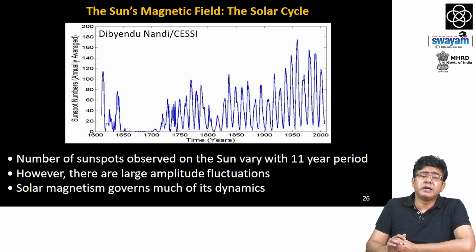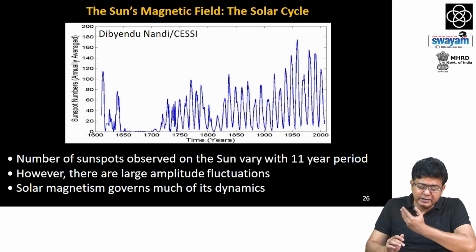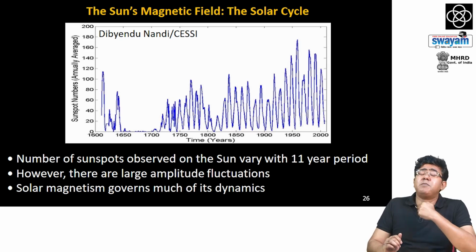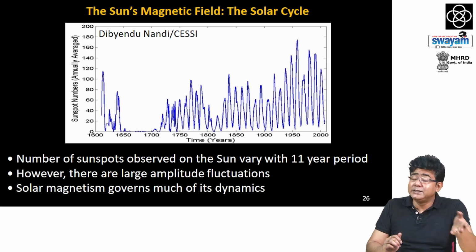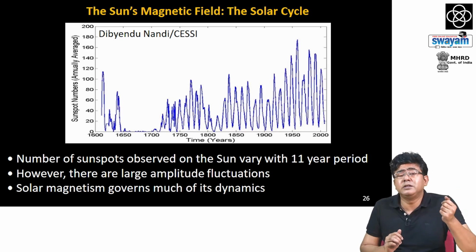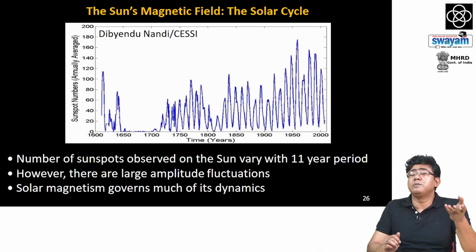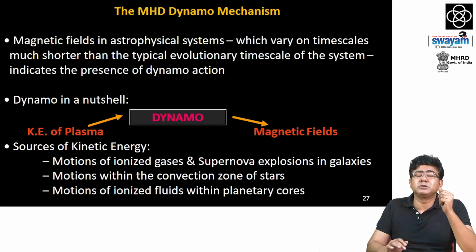We know that the sunspot cycle has an average period of 11 years, but its amplitude fluctuates by quite a bit. We know that the magnetism of the sun governs much of the dynamics of the sun, which we discussed earlier, like solar flares, solar storms, solar wind, coronal heating, and its energy output. In fact, a lot of this is governed by sunspots, which are strongly magnetized regions. So, it is important to understand where this magnetic field is produced.